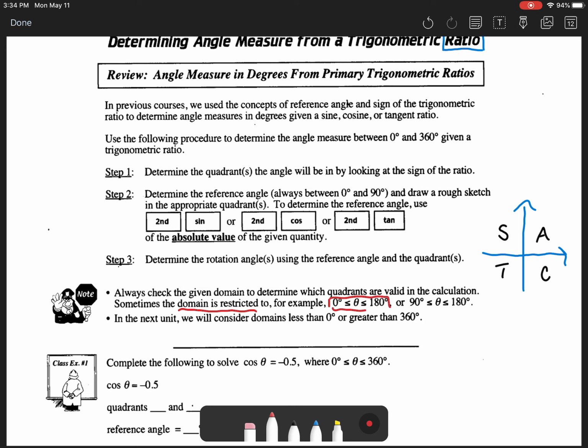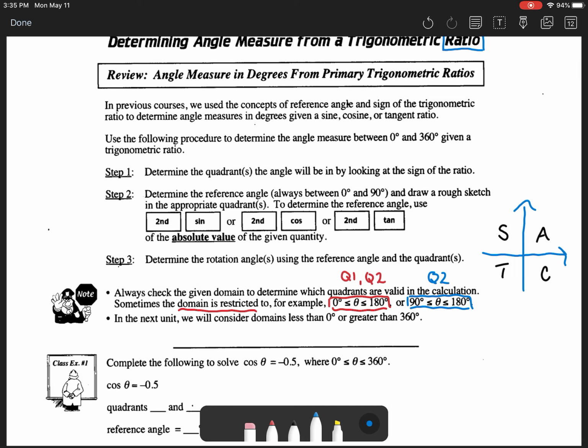So you'll see here, for an example, that I'm highlighting in red, they're talking about theta, the angle I'm looking for, being between 0 degrees and 180 degrees. Well, that means to me that my solutions can only lie in quadrants 1 and 2, because those are the angles where rotation is between 0 and 180 degrees. If I look at the second one, here's a very restricted domain, 90 degrees to 180. Well, 90 to 180 would only be in quadrant 2.